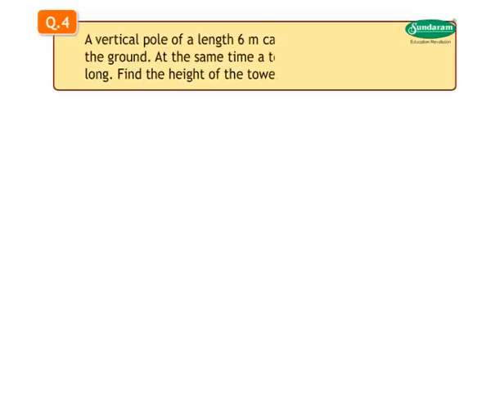Question 4. A vertical pole of length 6 meter casts a shadow of 4 meter long on the ground. At the same time, a tower casts a shadow 28 meters long. Find the height of the tower.